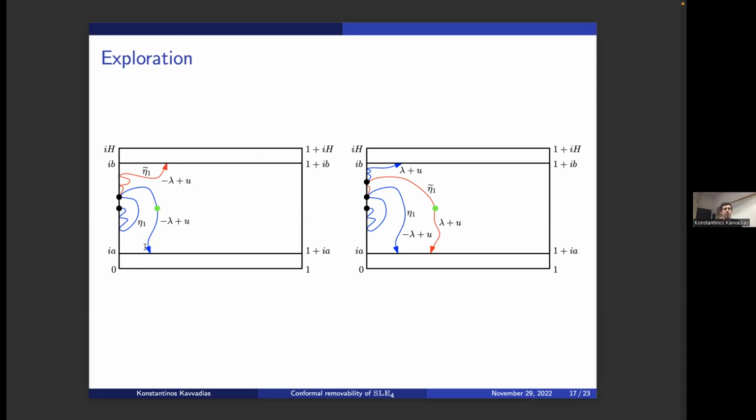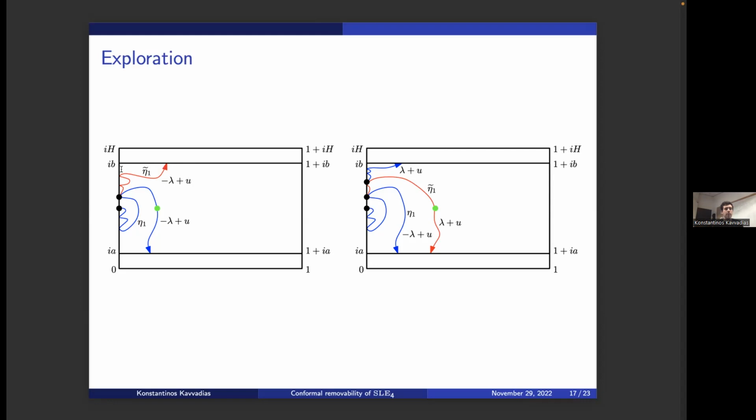So suppose that we are in the first setup, the first case, where this blue curve hits the lower boundary before it hits the upper boundary. In that case, we consider the uppermost point of intersection of the blue curve with the left side of the rectangle, and we draw this red curve. What is this? This red curve is the level line of minus h plus u. In other words, it is the time reversal of the level line of height u of the field.